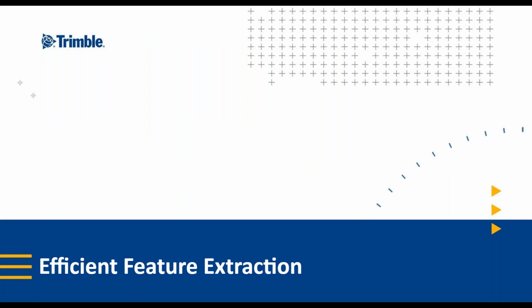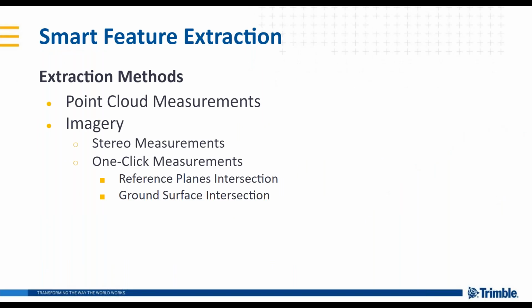We'll move now into the feature extraction, and to start with, we all know that we can either extract from point clouds or from imagery. So these are the two main extraction methods. Extraction from point clouds relies on the coordinates of the points, but extraction from images relies on the concepts of photogrammetry. Therefore, we need two images, since it relies on photogrammetry and stereo measurement from two different frames. In addition, we can also use a one-click measurement, which will need some aiding reference planes or a ground surface. Let's move into this and see what each point means.